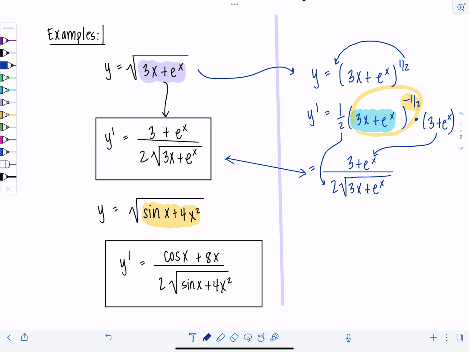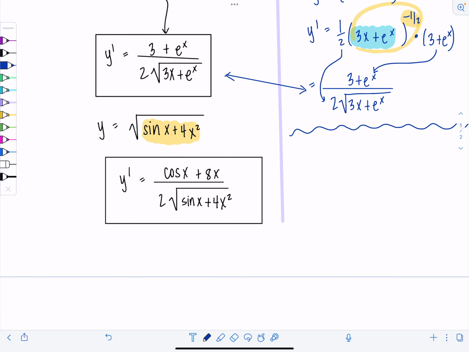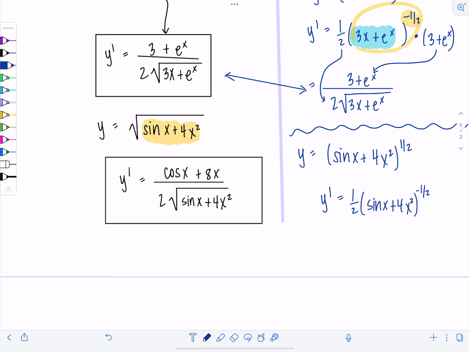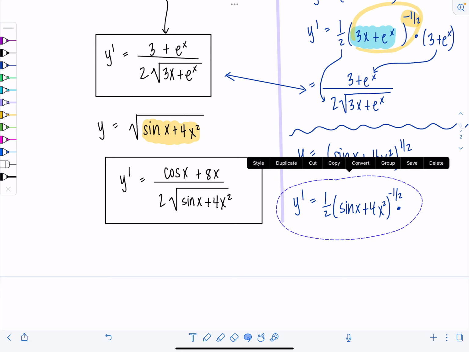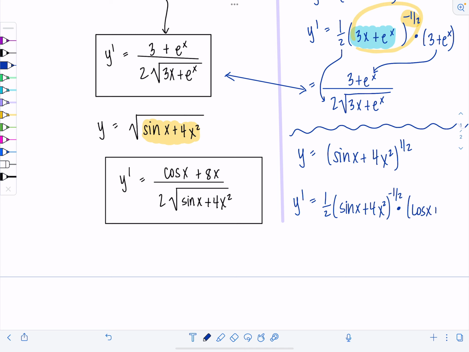Cut to the chase. You can check on the next one that we did. See whether or not you believe me. So y is sine of x plus 4x squared to the 1/2. And then y prime would be 1/2 sine of x plus 4x squared to the negative 1/2 times, using the chain rule, I have to multiply by the derivative of everything that's inside. So that would be cosine x plus 8x. And then again, when you finalize and clean up your answer, you end up with what I showed you.